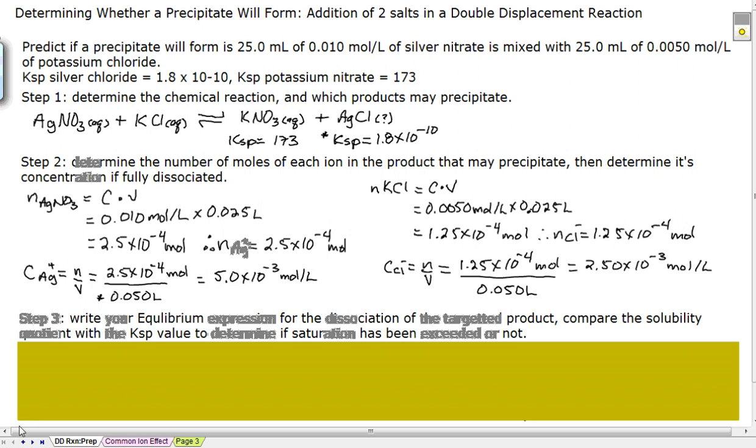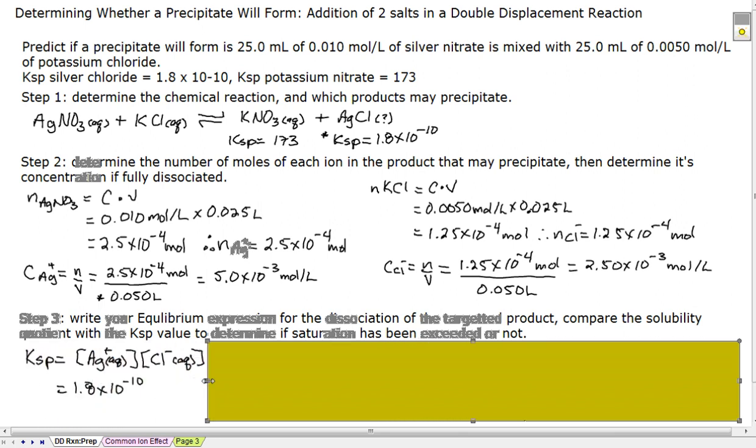So my next step, step 3, we need to write our equilibrium expression for the dissociation of the target product and compare the solubility quotient with the KSP value to determine if the saturation has been exceeded or not. So in a nutshell, what we're doing is we need to compare our KSP value to hypothetically what our solubility amount would be for putting these two ions together. Our KSP value is 1.8 times 10 to the minus 10, and we would get that by multiplying our concentration of silver ions and chloride ions at saturation together. And they would have to be in a certain ratio to give us this answer. Alright, that's at saturation. We need to see if we've gone beyond that.